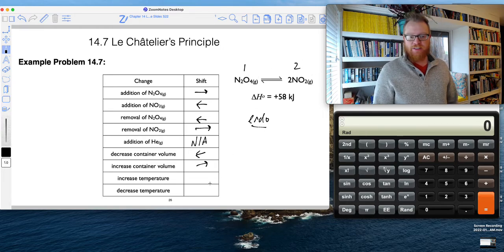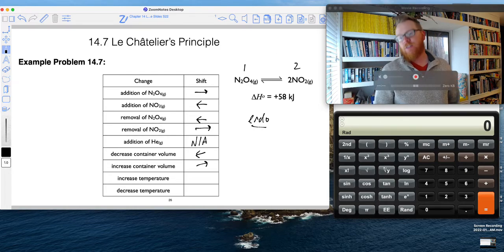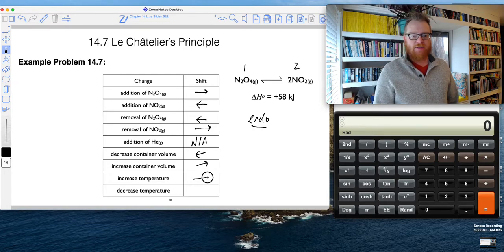Okay, what if I increase the temperature? Well, this reaction was endothermic. So if I increase the temperature, I'm adding more energy to it, so it can shift to make more products. So that's a shift to the right. And similarly, if I decrease the temperature on this endothermic reaction, it's going to shift to the left.